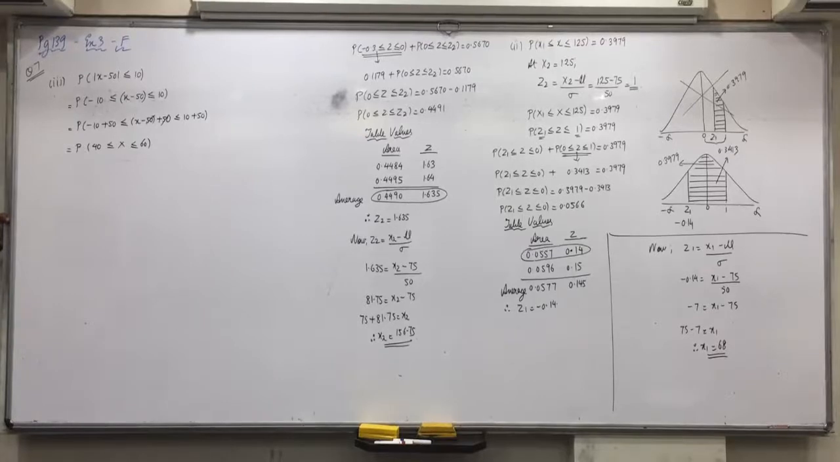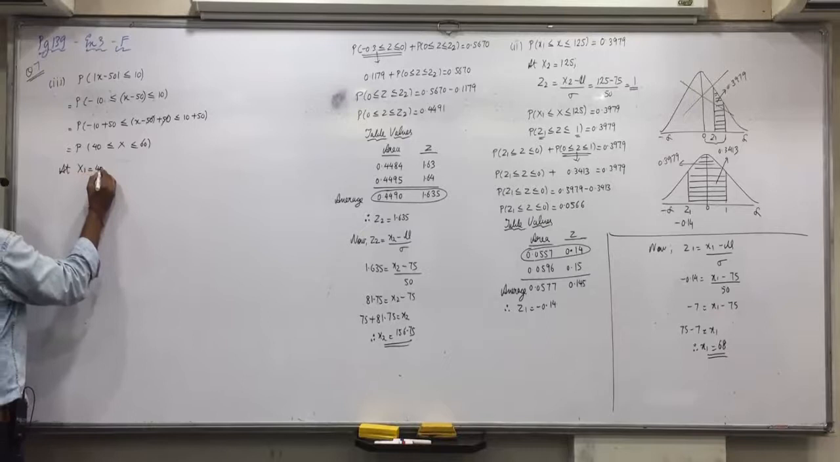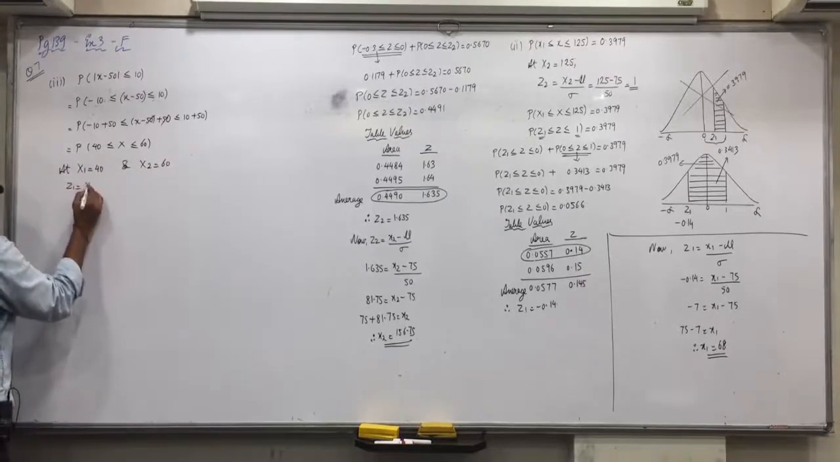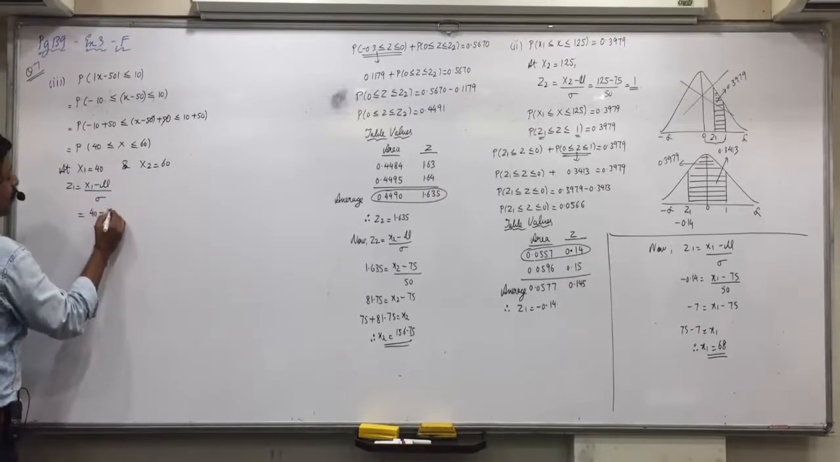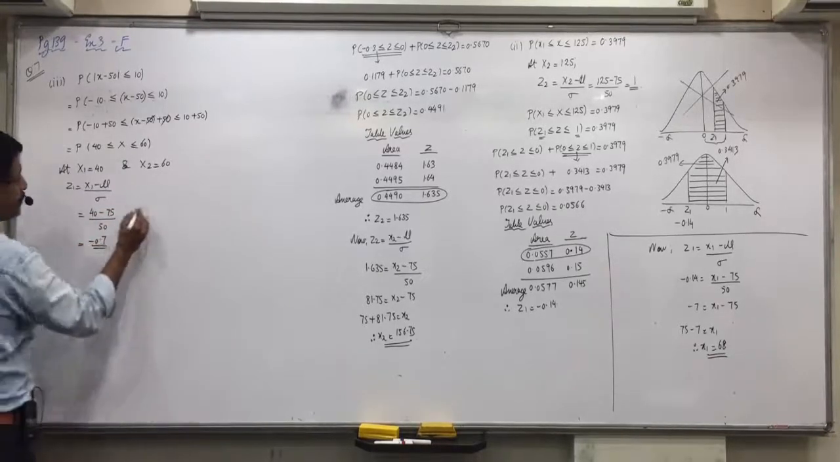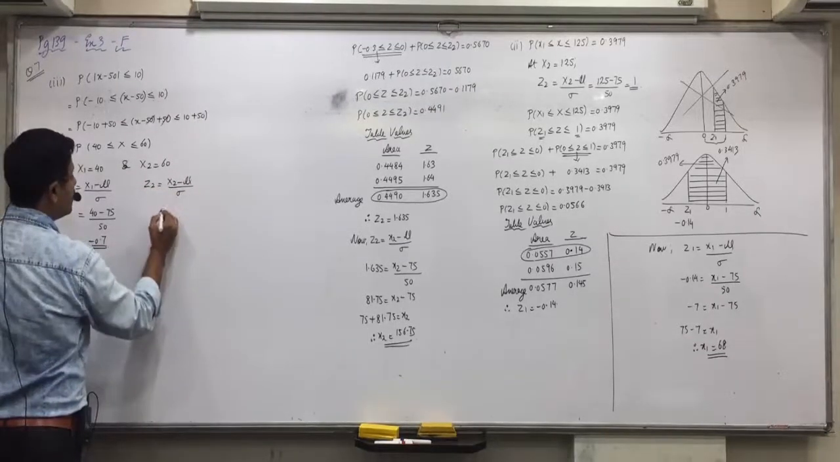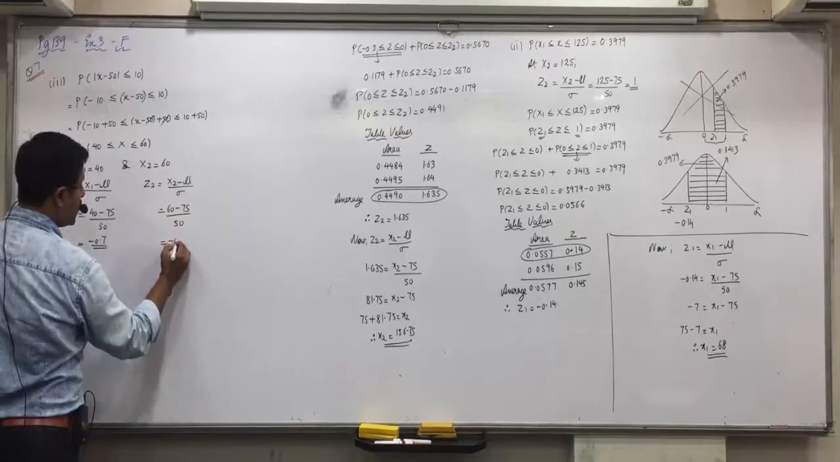Did everyone understand this simplification? Now it's a direct question. At x1 equals to 40 and x2 equals to 60, z1 is x1 minus mu upon sigma, 40 minus 75 upon 50, minus 0.7. z2 is x2 minus mu upon sigma, 60 minus 75 upon 50, minus 0.3.